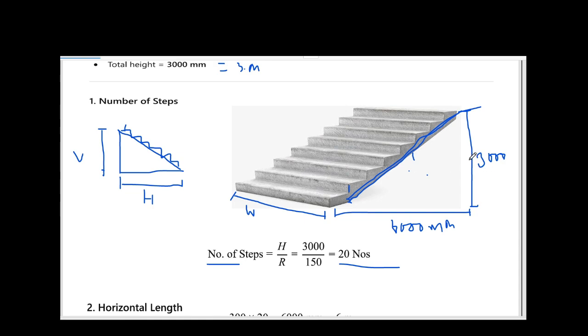So how will you get it? You have to use the Pythagoras theorem here. Base is given, height is given. Simple, using the Pythagoras theorem, you will get the length of the waist slab. This is the waist slab.